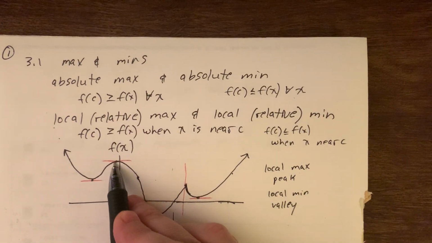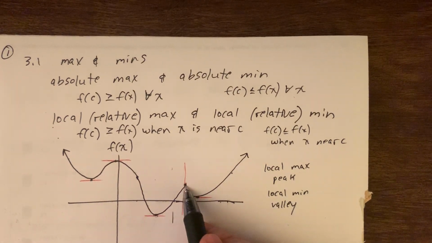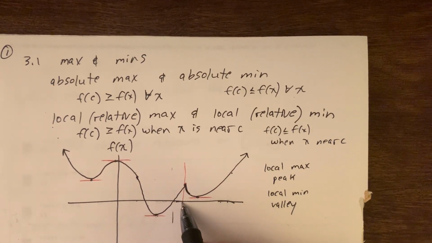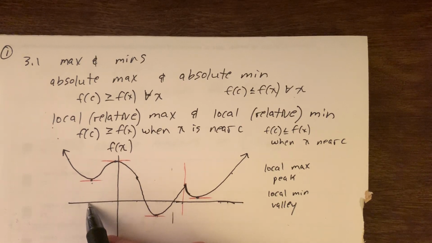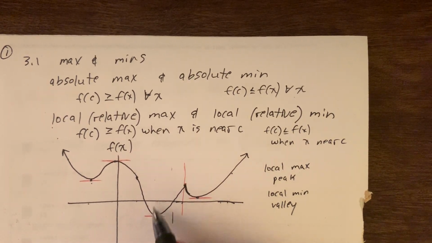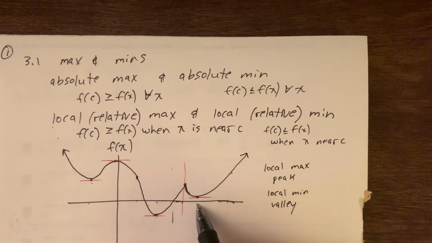That's a peak. That's a local max at this x coordinate. That's a peak. That's a local max at this x coordinate. That's a valley, a minimum at this coordinate. That's a valley, a local min. That's a valley, a local min.